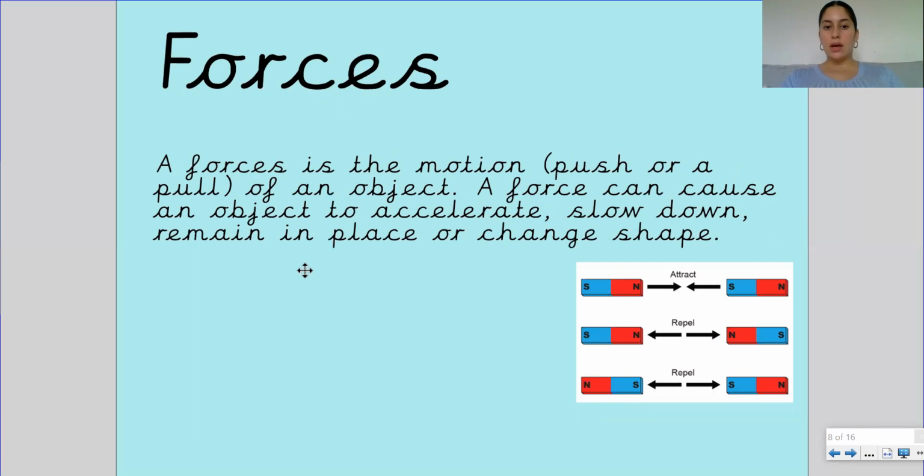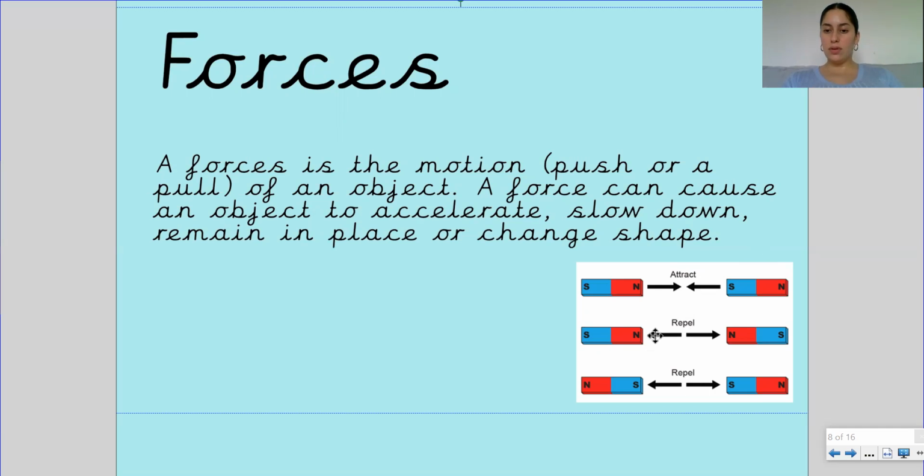Forces. A force is the motion, push or pull of an object. A force can cause an object to accelerate, slow down, remain in place, or change shape. So if we look at some of the forces here, these two, the North Pole and the South Pole, attract towards each other. So what are they doing? Are they pulling away from each other or pushing towards each other?